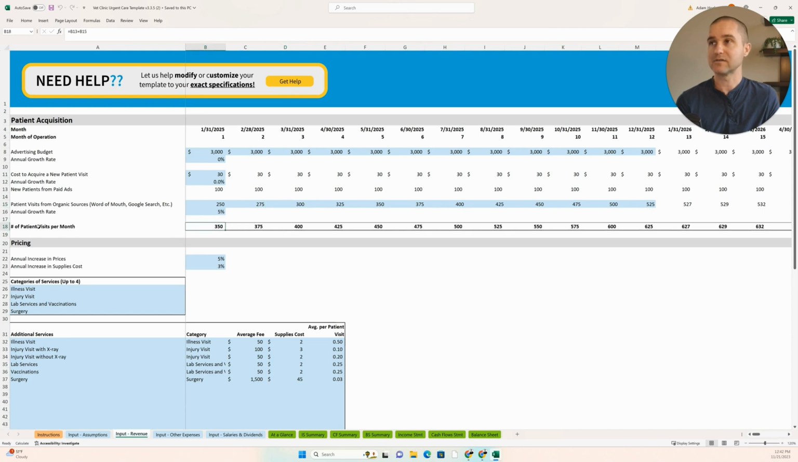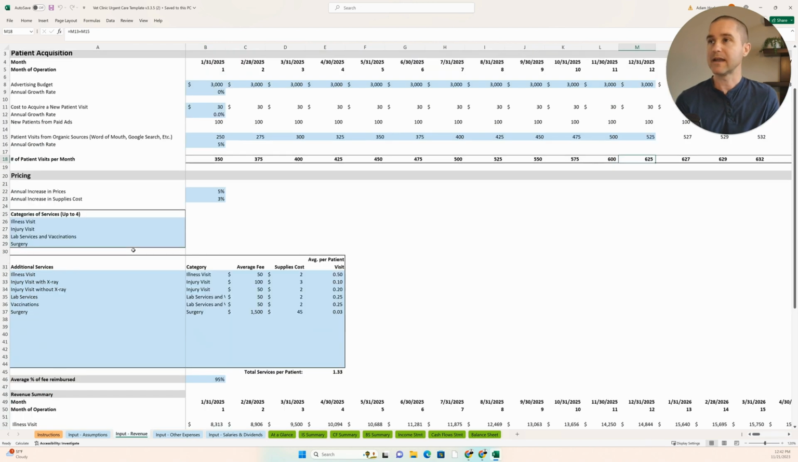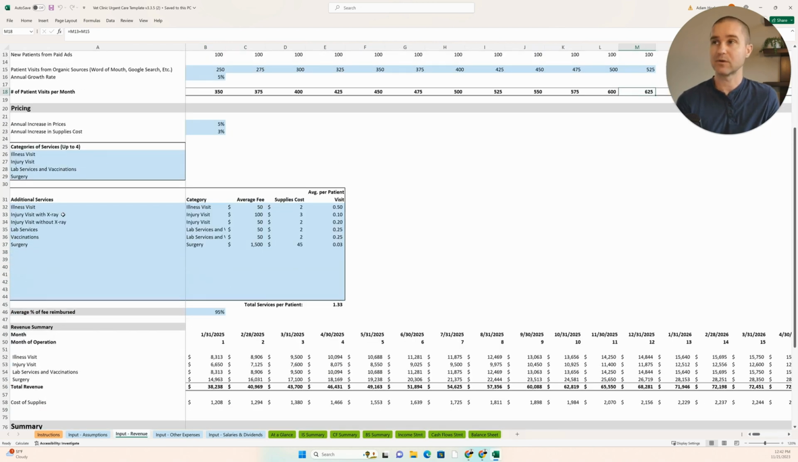So then, based on those assumptions, you're going to have some number of patient visits per month, and you can see that assumption here. Now, once we have projected how many patient visits we're going to have, we need to know what the animals are coming for, right? What are the owners of the animals bringing them in for? Well, is it an illness visit? Is it an injury? Do they need any lab services, any vaccinations, any surgery? And so we have different fees for those different services. We have material costs here, any material cost associated with providing the service, or any supplies or medicine that might be needed for the surgery, and so on, right?